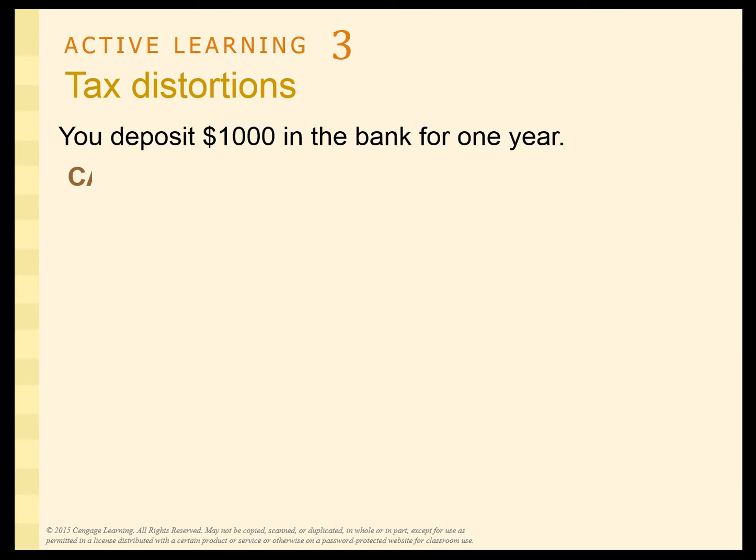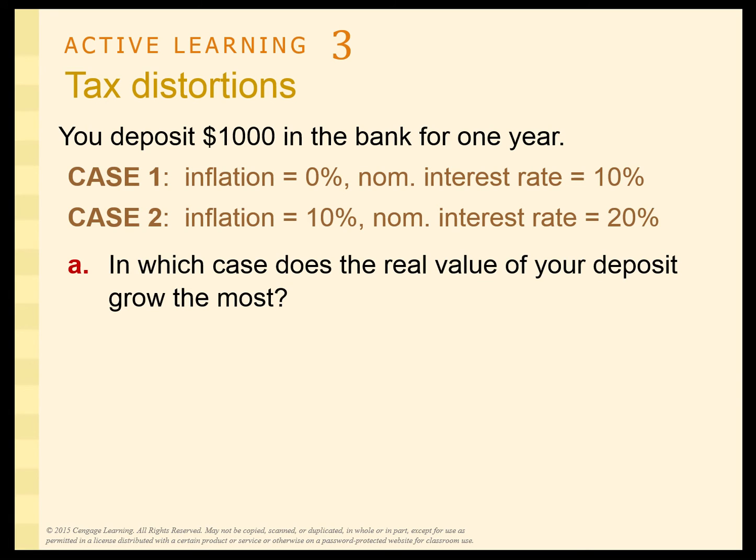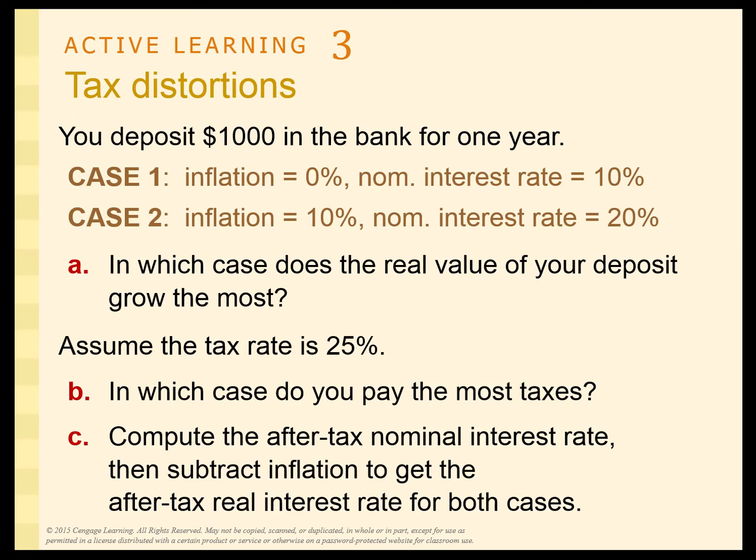Check this out. Let's imagine you deposit $1,000 in the bank and do it in two cases. One with 0% inflation and a 10% nominal interest rate, and the other with inflation and a 20% nominal interest rate. So let's answer the questions. In which case does the real value of your deposit grow the most, when we assume the tax rate is 25%? In which case do you pay the most taxes? And we're going to compute after-tax nominal interest rates and after-tax real interest rates. So go ahead and pause and then come back when you're done.